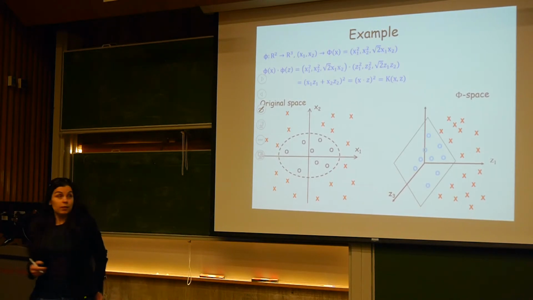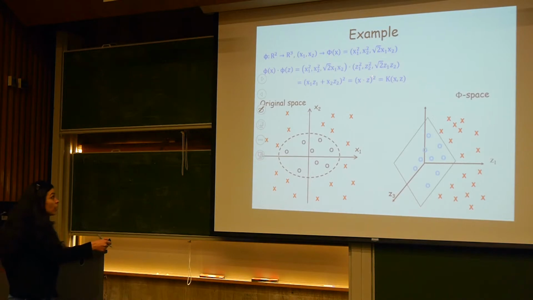So hopefully I convinced you that this function over here, x dot z squared, is a kernel. Why is it a kernel? Because there exists a mapping phi from the original feature space into this three-dimensional feature space, such that k of x, z, which is x dot z squared, is identical to phi of x dot phi of z, the dot product between phi of x and phi of z in this higher dimensional feature space. Okay, so that's a legal kernel function.